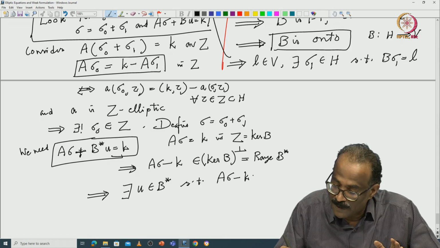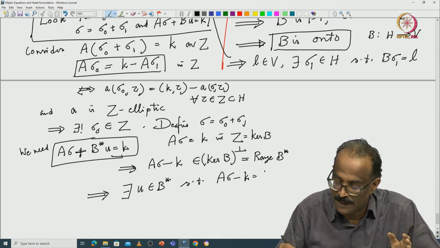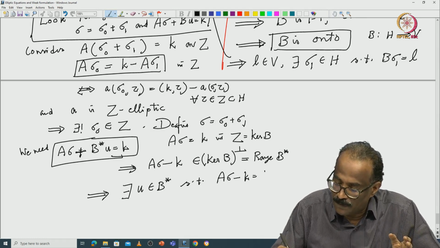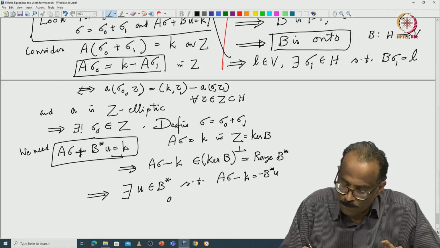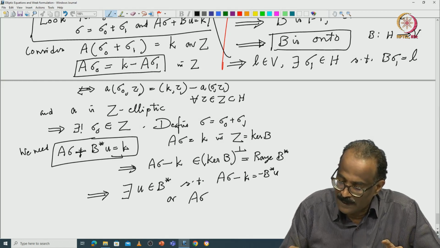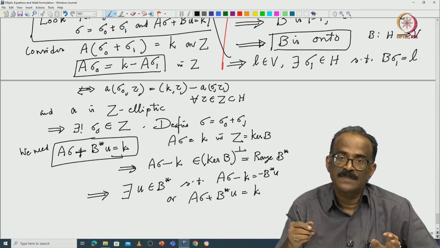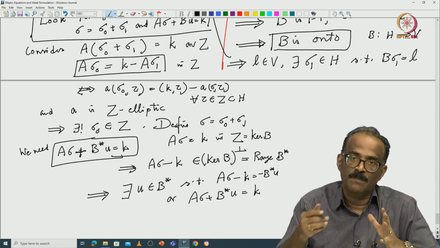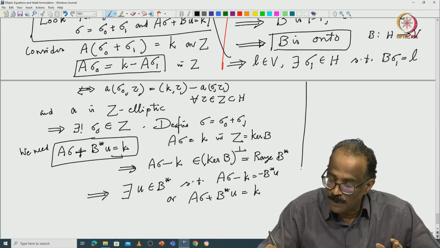in B star such that Aσ − k is equal to −B star of u, you can write because of the linearity. So, minus B star of u, or you can write Aσ plus B star of u is equal to k. Indeed, ABσ is equal to L, because Bσ0 is equal to 0. Okay. So, that is the point.